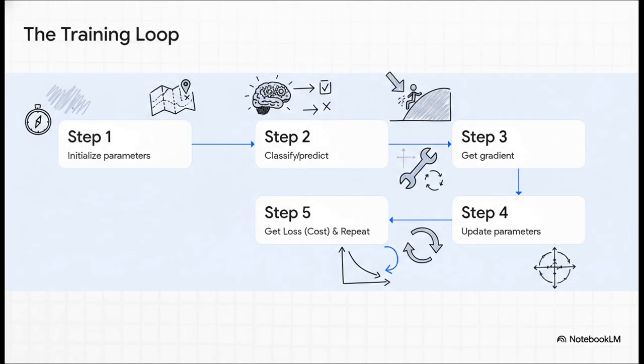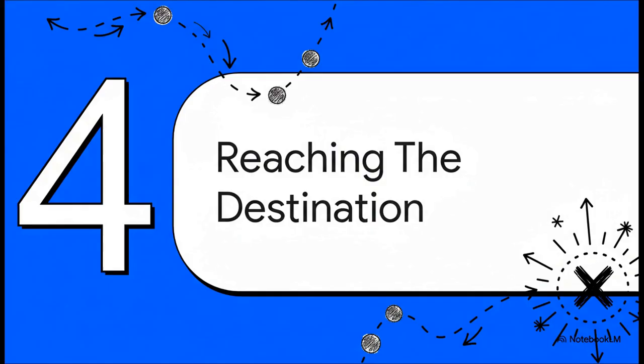Let's break that loop down. It's pretty straightforward. First, we just guess. We initialize our parameters, our theta. That's like being dropped somewhere totally random on our map. Then, step 2, we use those random parameters to make a prediction. Step 3, we calculate the gradient. That tells us which way is downhill. Step 4, we take a tiny step in that direction by updating our parameters. And finally, we check our new cost and, you guessed it, we repeat the whole process until we hit the bottom.